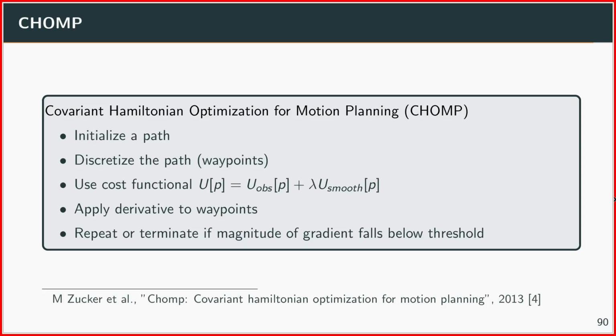And one of the most important algorithms which actually use this concept is CHOMP. So CHOMP stands for Covariant Hamiltonian Optimization for Motion Planning. It's basically just a framework which encapsulates all what I just talked about. The idea here is that you initialize a path, you discretize the path, you use this cost function which I just mentioned, and you apply derivatives to each of the waypoints, and you repeat this until some termination criterion, for example, the magnitude of the gradient falls below a threshold.